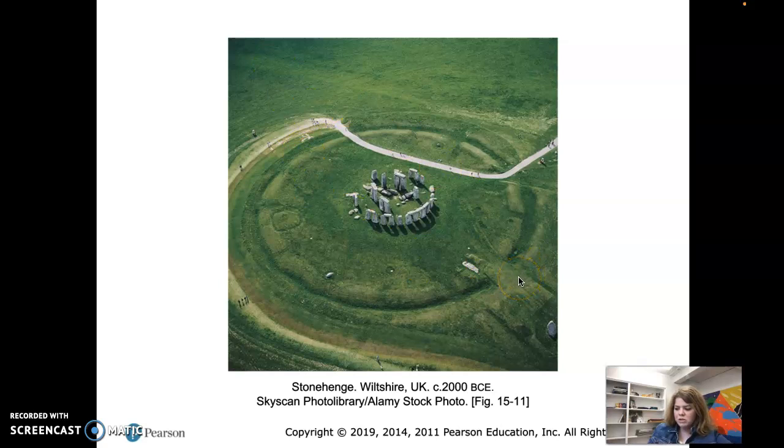The function of Stonehenge is not known. It's definitely a matter of debate, but they think it was a funerary site for funerary rites. It might have had various functions at various times as well.